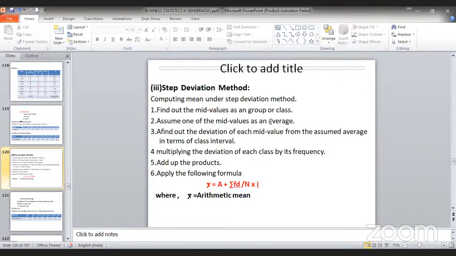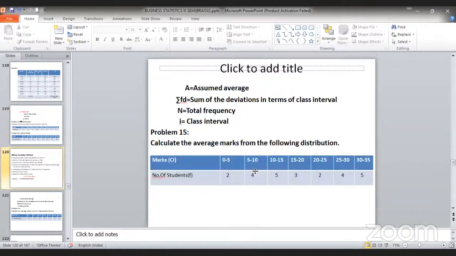Done, ma'am. So here A is the assumed mean, sigma FD is the sum of the deviations times frequency, N is the total, and I is the class interval, that is the difference in the class interval. See the question. Take the screenshot.